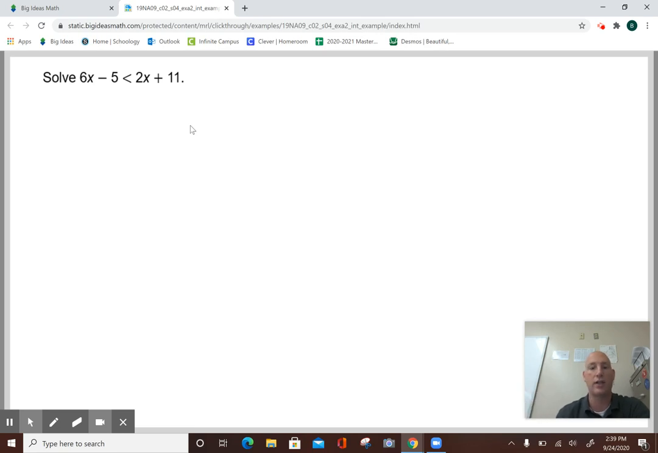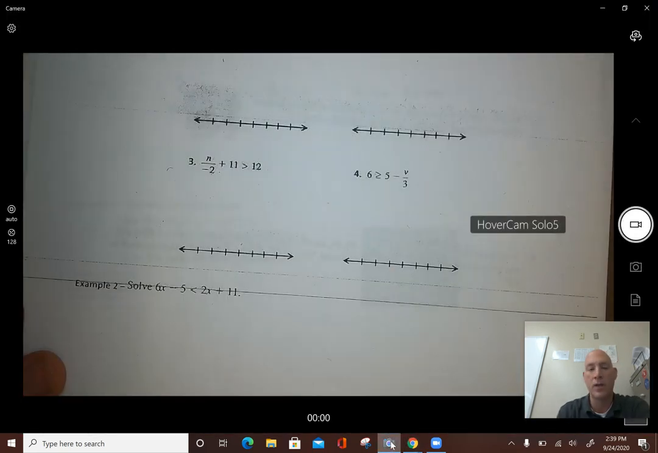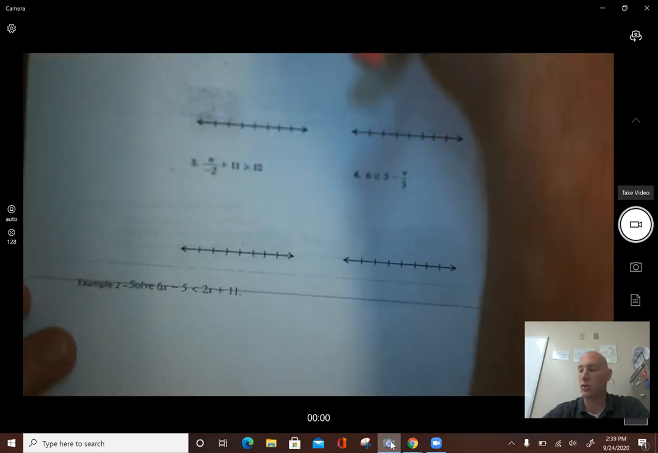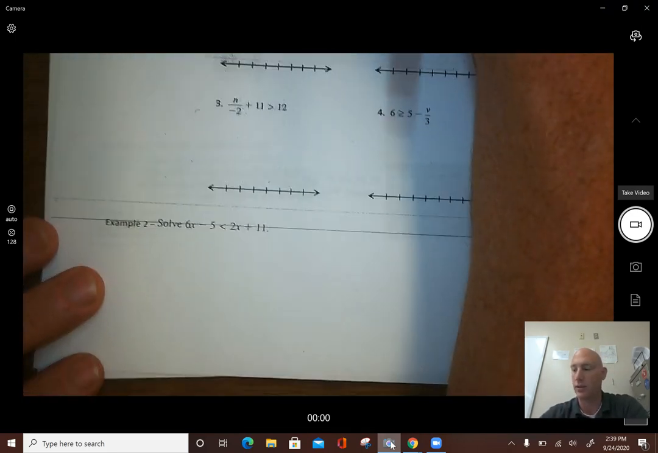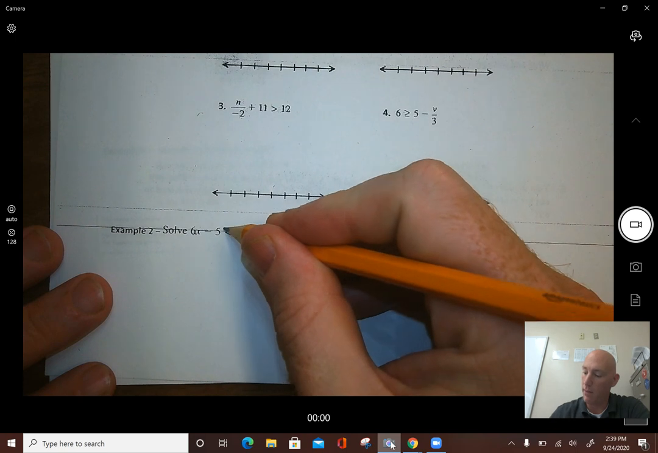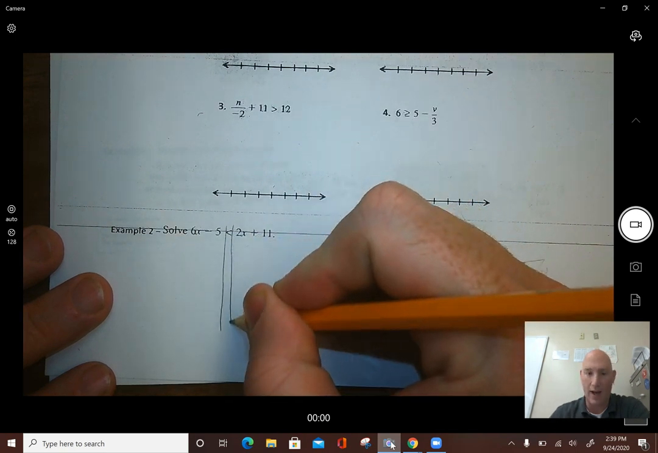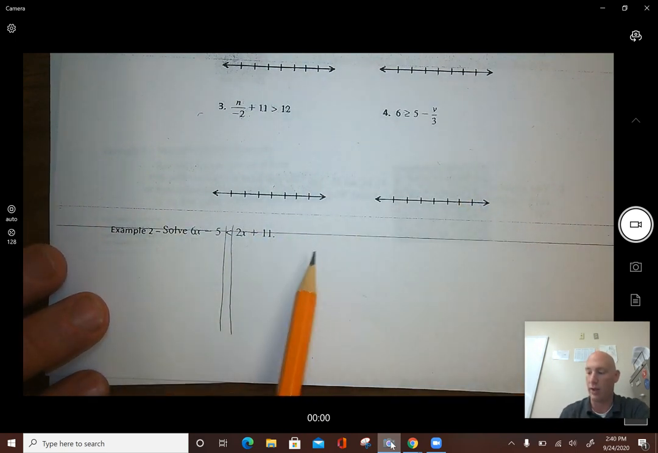So let's just start looking at some of these problems. The first one is 6x minus 5 less than 2x plus 11. I'm actually going to go to my hover cam for this because the steps that I told you guys to solve for this are different than how the book does it. I'll go through the book steps, but I want to show you guys the way I've been doing it in class. Sorry for the line through here.